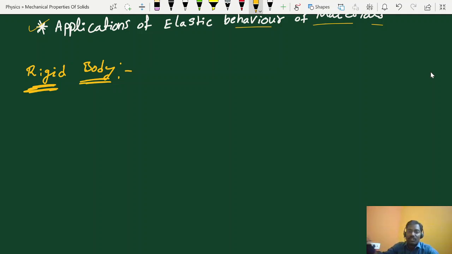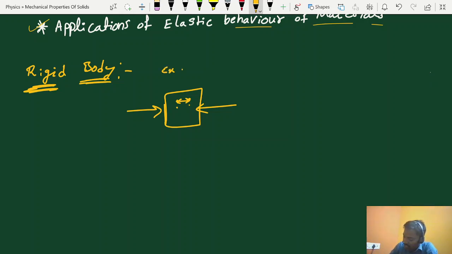By the application of external force on any body, if the relative distance between any two particles does not change, then such a body is said to be a rigid body. There is no perfect rigid body in the universe. The nearest approach, the closest approach of a rigid body is diamond. Right students?